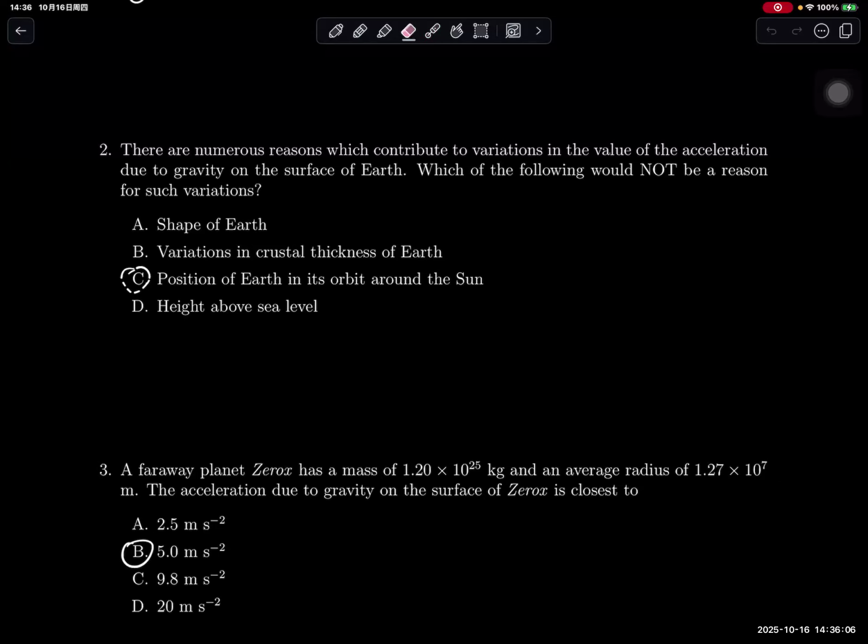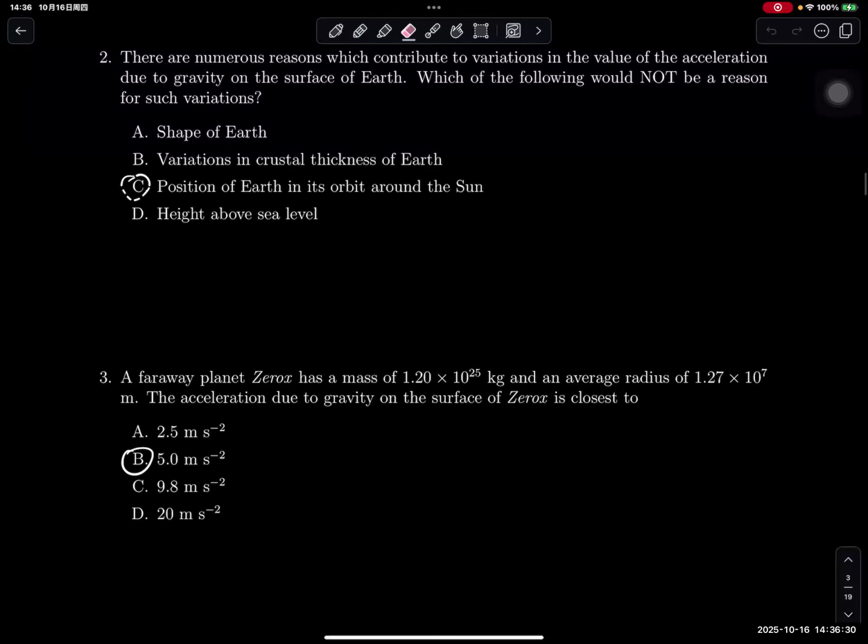Yeah, the shape of Earth does affect it, because if you go onto a mountain, you are further away from the center of Earth, so you feel very slightly less gravity. B, variation of the thickness. Yeah, because if you take a part of the Earth, it has more mass distribution there, so you will feel a heavier gravitational contribution. D, height above sea level. That's obviously because that's the r term in the gravitational force equation.